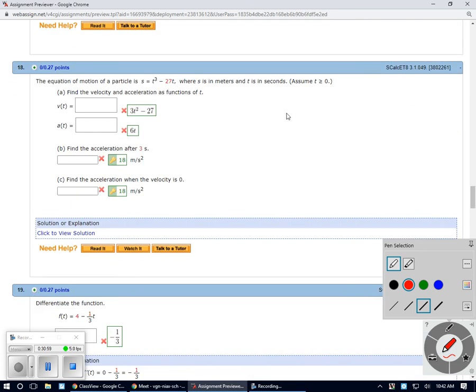So here's what we talked about. If this is my motion, my position, which physics books call S, I'm going to call P, it is t cubed minus 27t. I've got a particle that's moving in some magnetic field, and that tells me where it is after t seconds. And I want to know how fast it's moving after t seconds. That's going to be the derivative.